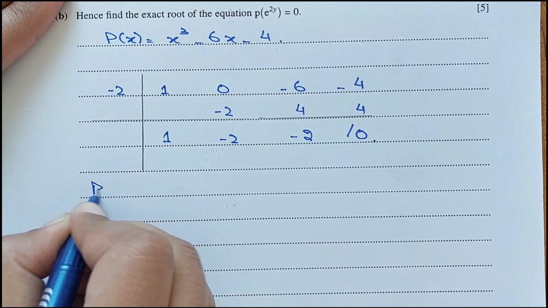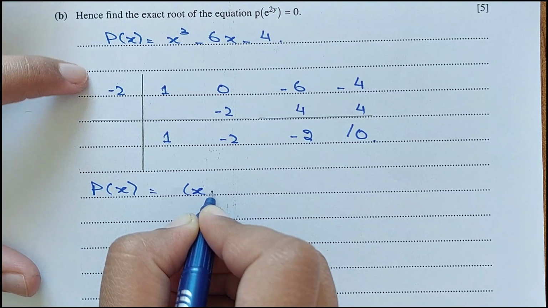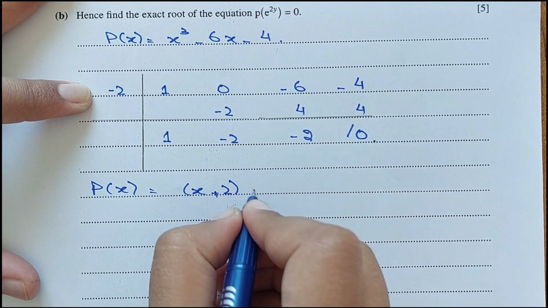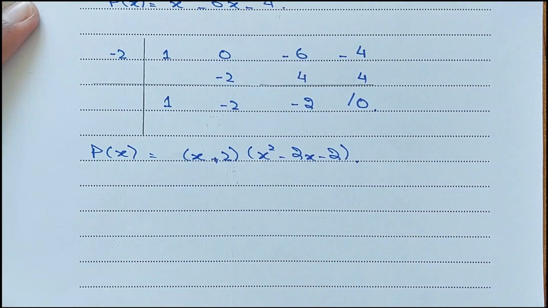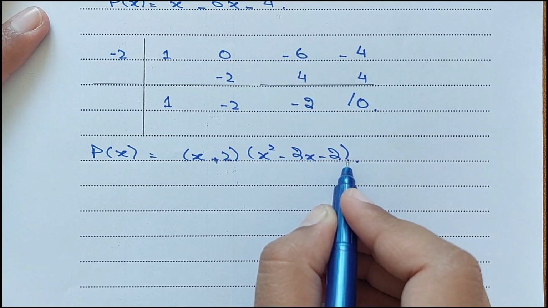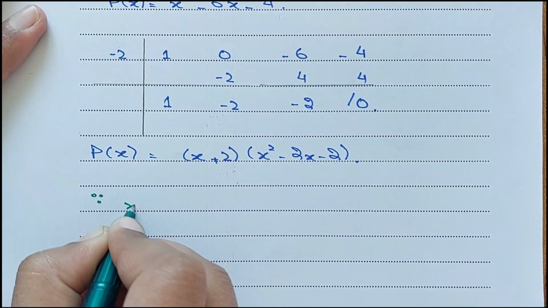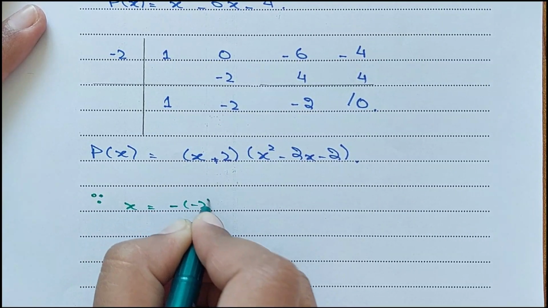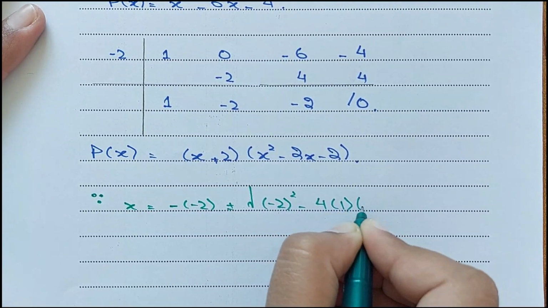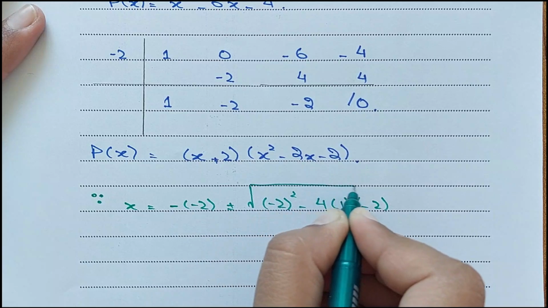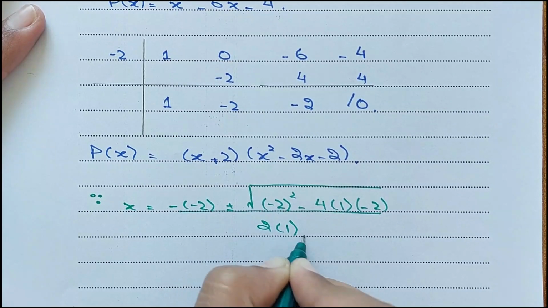So we can write down as p of x, this is x plus 2, and x square minus 2x minus 2, right? Okay, let me solve this quadratic equation by using quadratic formula. So we can say that x would be equals to negative of b plus minus square root b square minus 4 times the a value times the c value, divides 2 times of the a value, 2 times of 1, right?